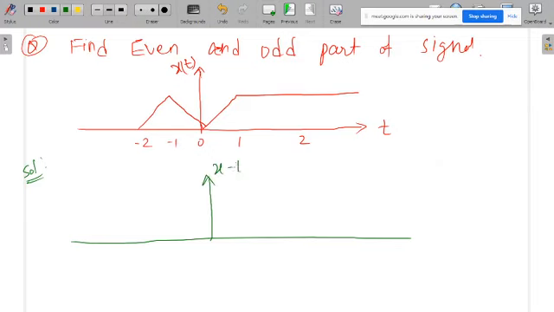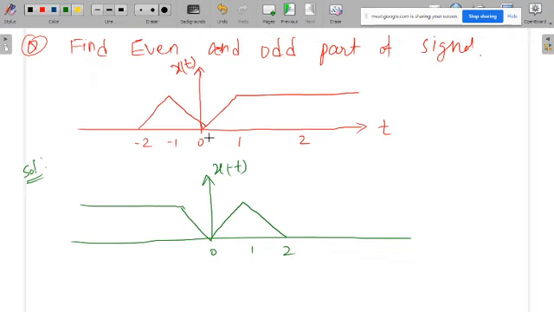X of minus t means mirror image with respect to the y-axis. If you apply the mirror image with respect to the y-axis, it comes like this, 0, 1, 2, and again it goes like this. This is the mirror image of the original signal. Now you will get the diagram like this.